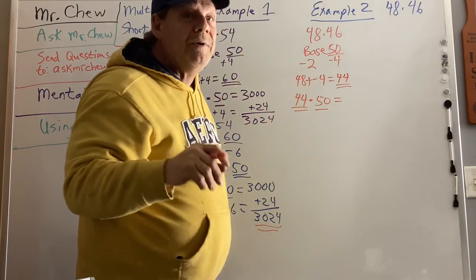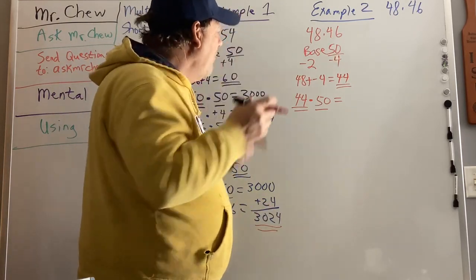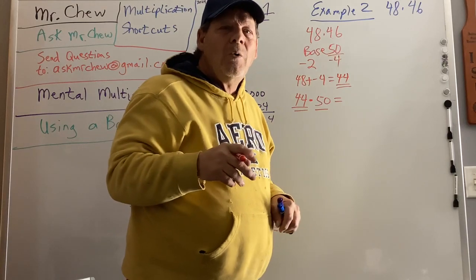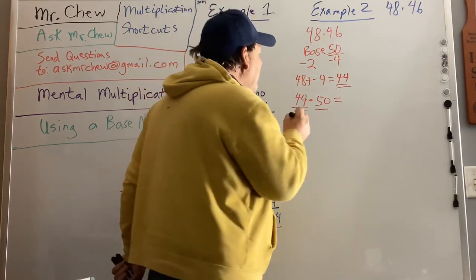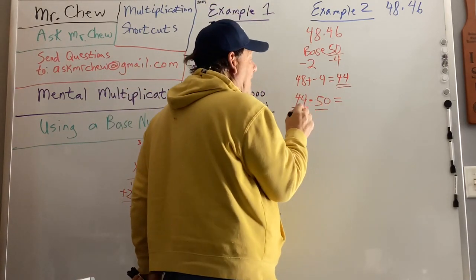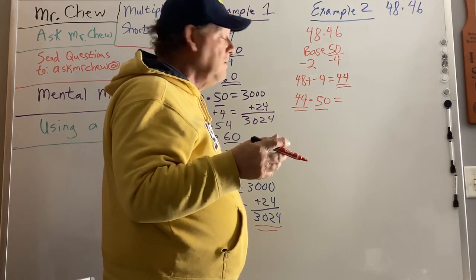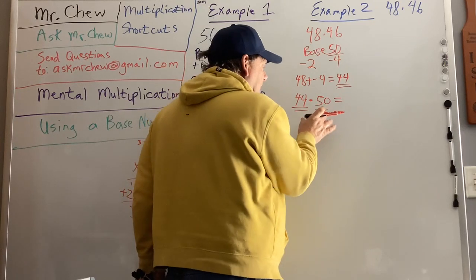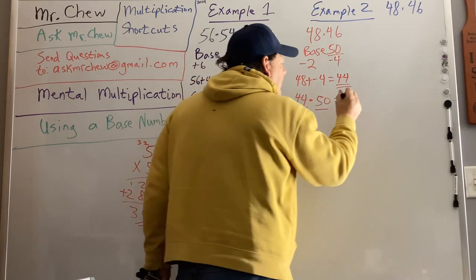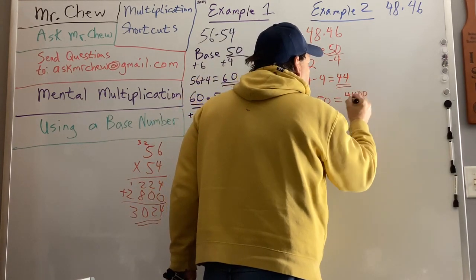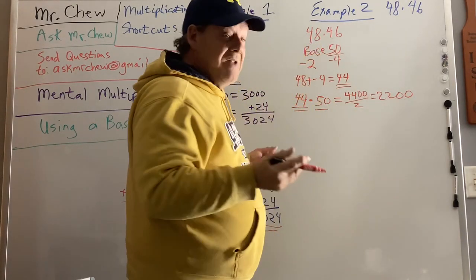Now, for some people, that is difficult. So you're saying, what do you mean it's difficult? It's hard for them to do it in their head. So this is what some math teachers will teach. If you can't do this in your head and multiply by 50, then multiply by 100 and divide it by 2. So the answer is going to be the same as multiplying by 100. Well, you multiply by 100, that's going to be 4,400, and divide it by 2 to get 2,200. And that's going to be the answer.